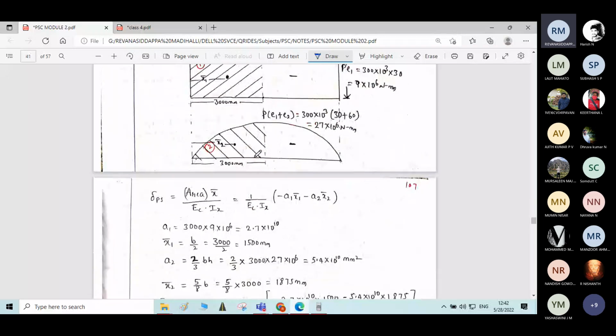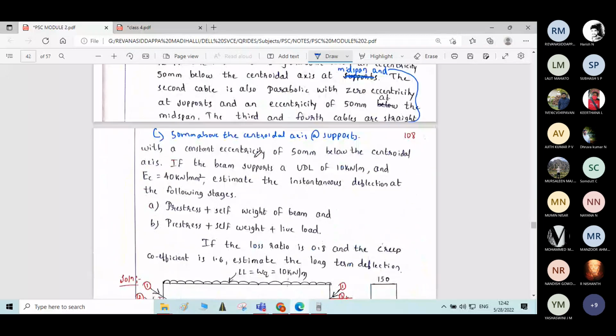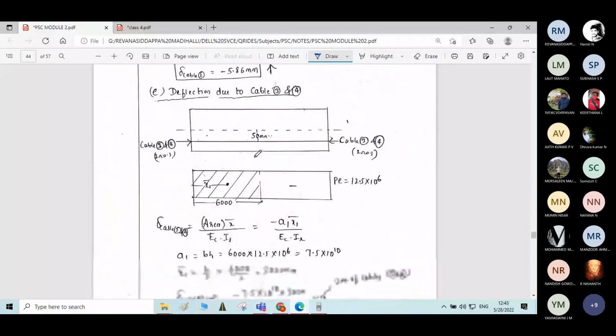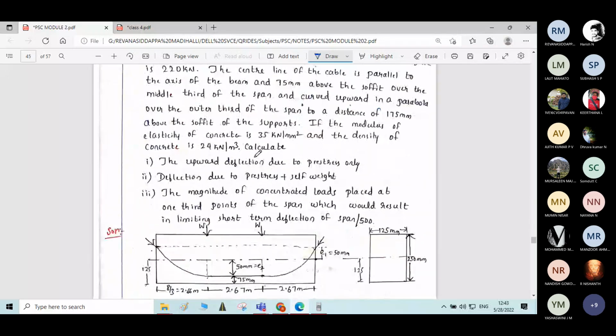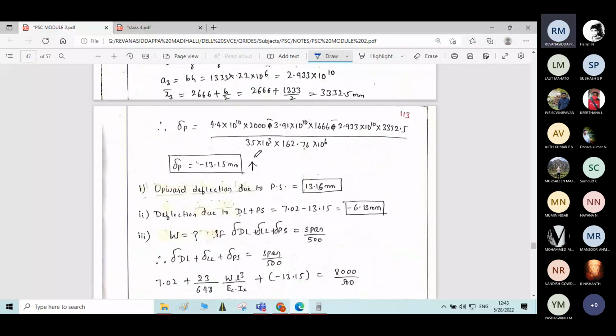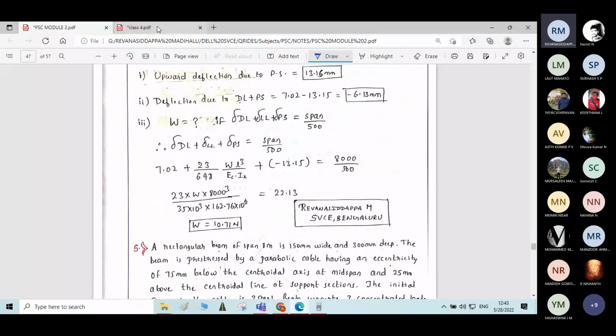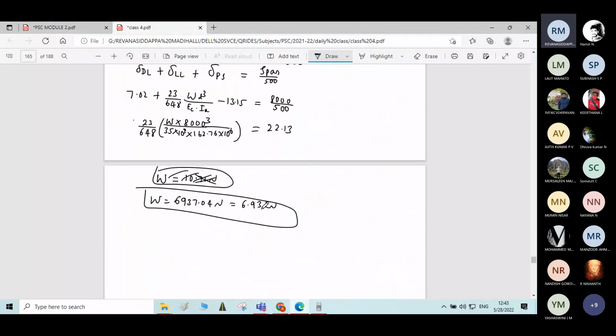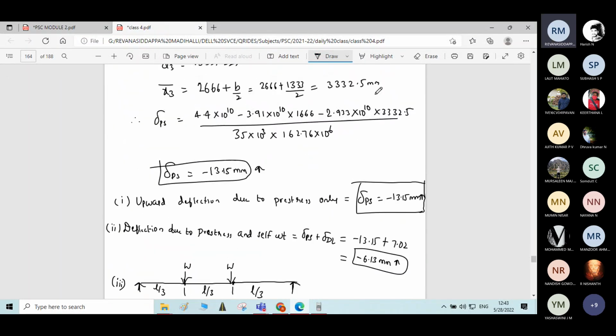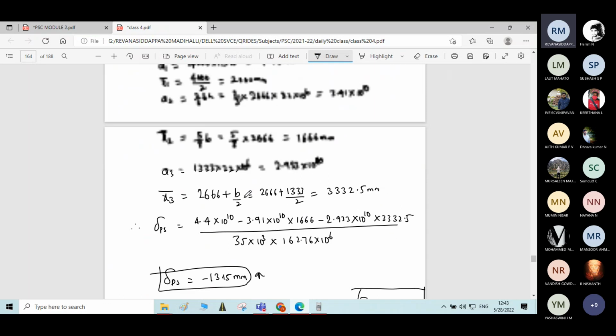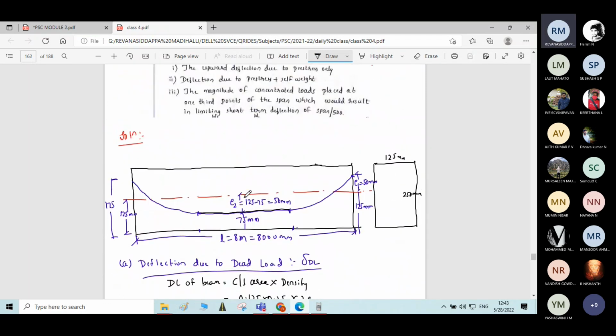In problem number 4, at the last I wrote 10.71 Newton. Please correct it to 6.93 kilonewton. Okay, so this problem is over. Any doubts you can ask in this problem?